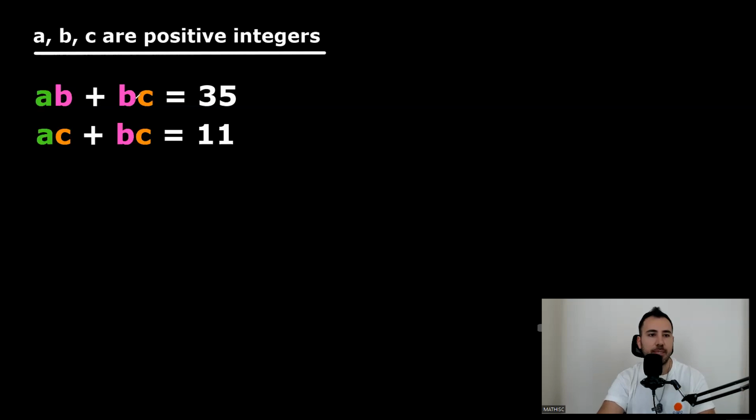In the first equation, B is repeating 2 times. In the second one, C is repeating 2 times. So we could start factorizing it. So the second one becomes C times (AB plus A plus B) equals 11. But the first one would become B times (A plus C) equals 35. So which one do you think is more helpful?